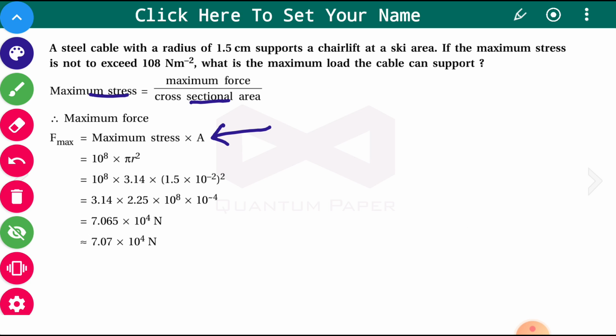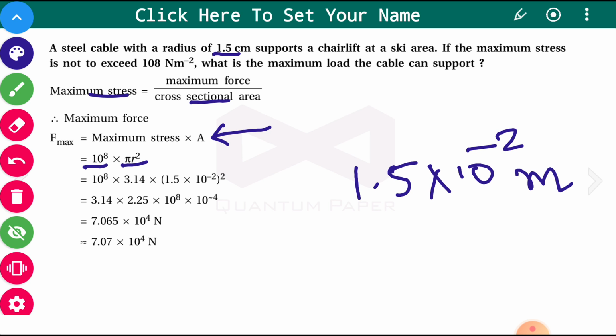That is written here. Maximum stress should not exceed, it is given, 10 to the power 8 into pi r square. Here the radius is 1.5 centimeter, so convert it into meter: 1.5 into 10 to the power minus 2 meter, and square of it. If you multiply and simplify, you will get 7.07 into 10 raised to 4 Newton. That must be the maximum load that the cable can support.